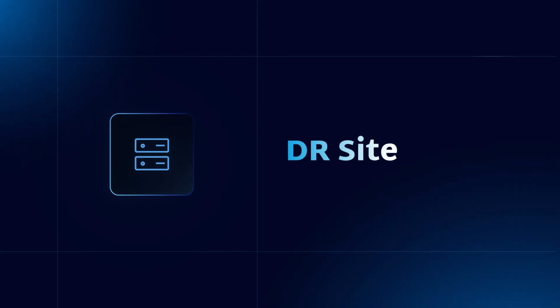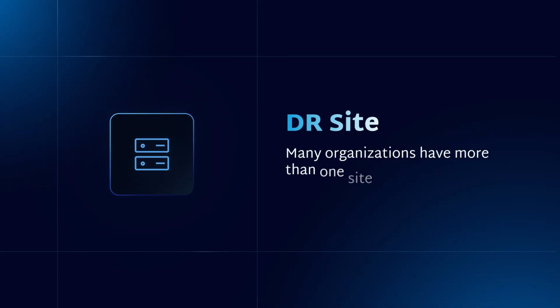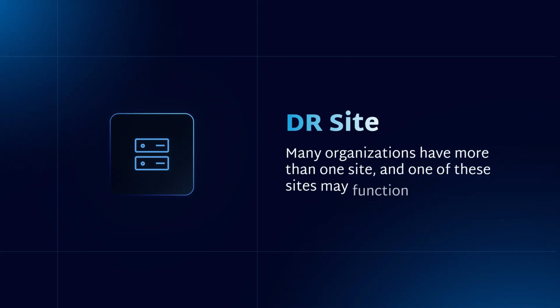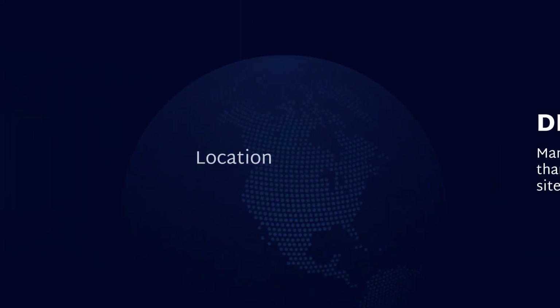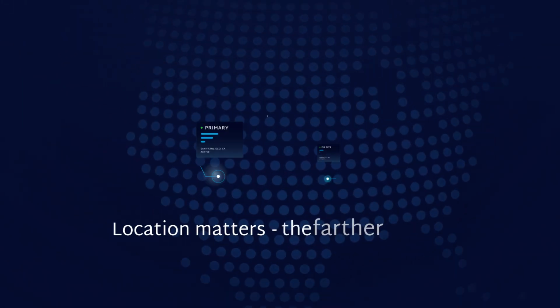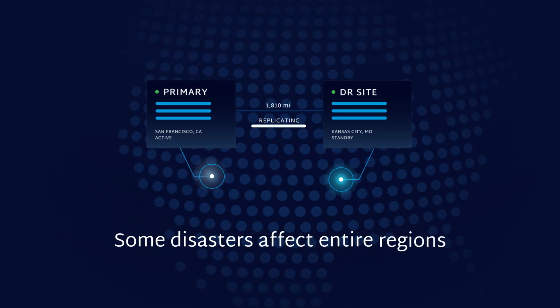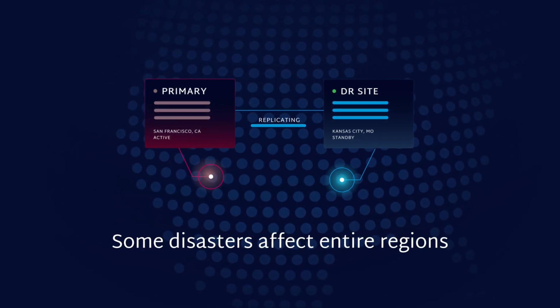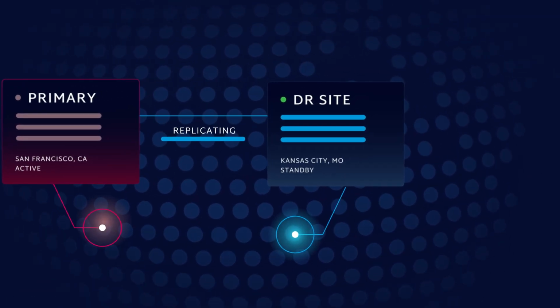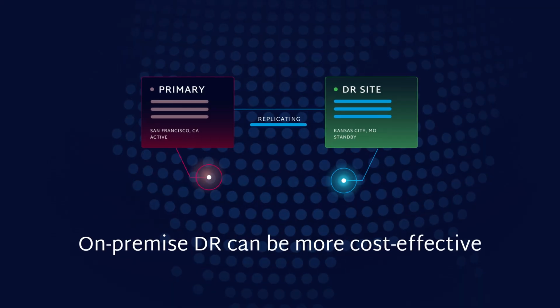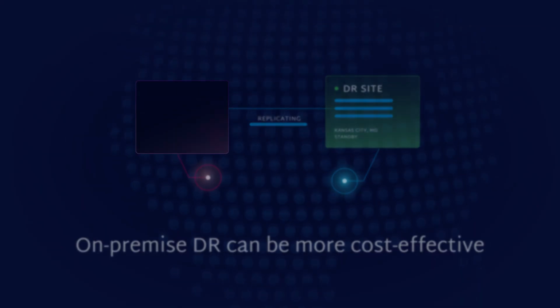DR site. Many organizations have more than one site, and one of these sites may function as a DR site. Location is important. The farther the remote site, the better protected the data becomes, because some natural disasters affect entire regions. If a suitable remote site is available, then on-premise DR may be more cost-effective.